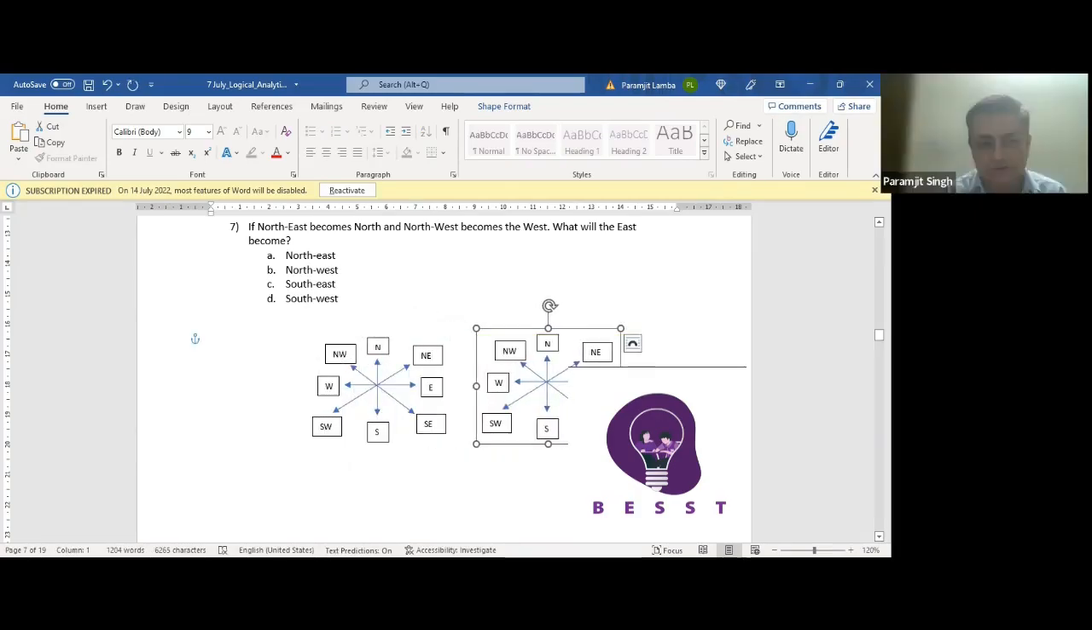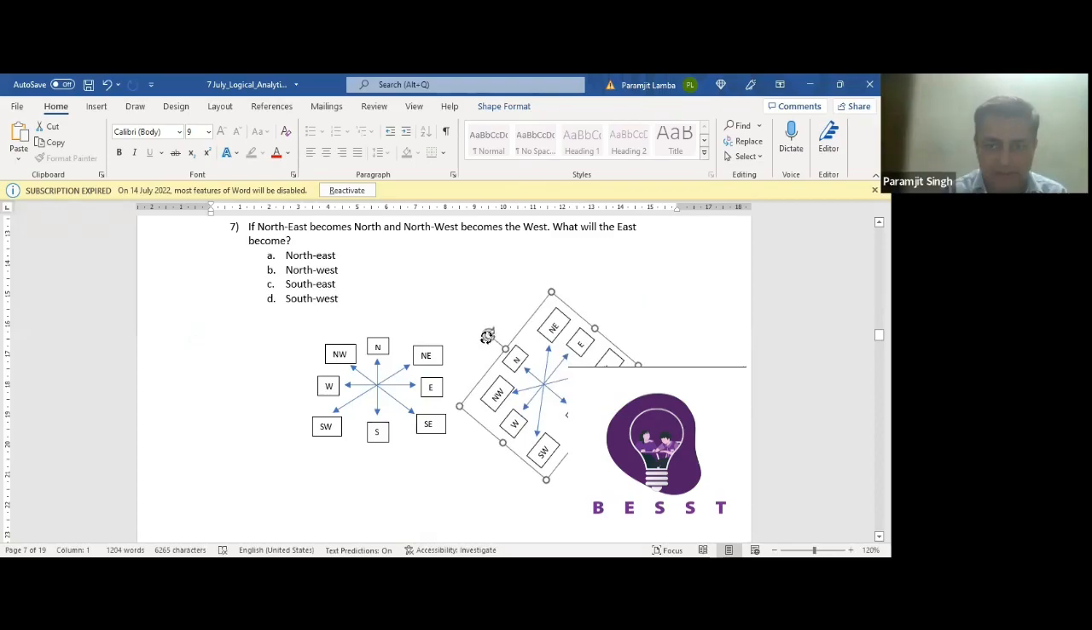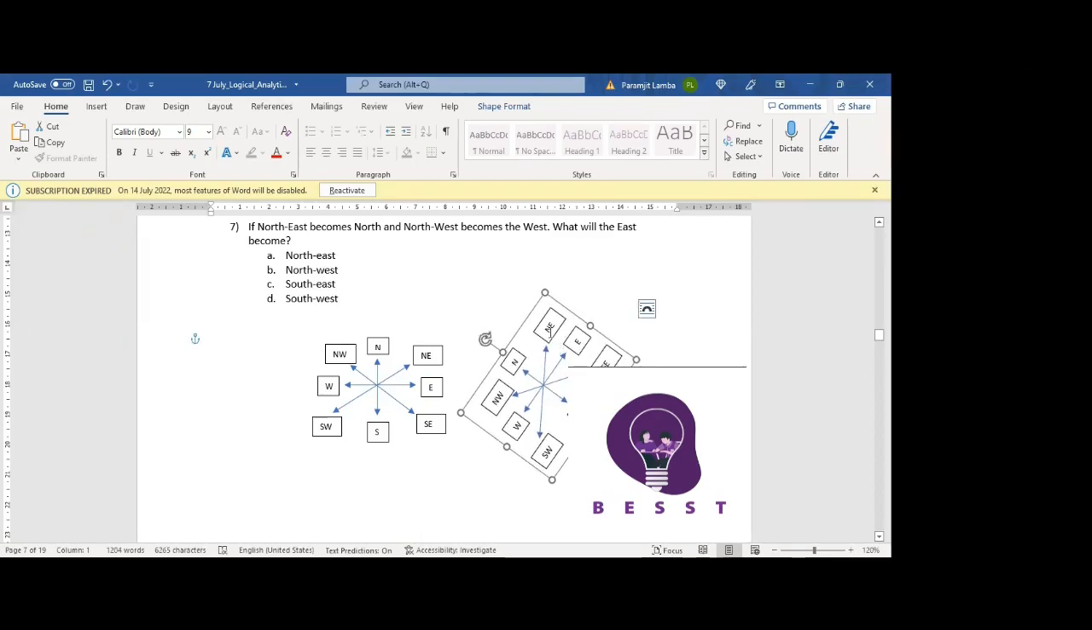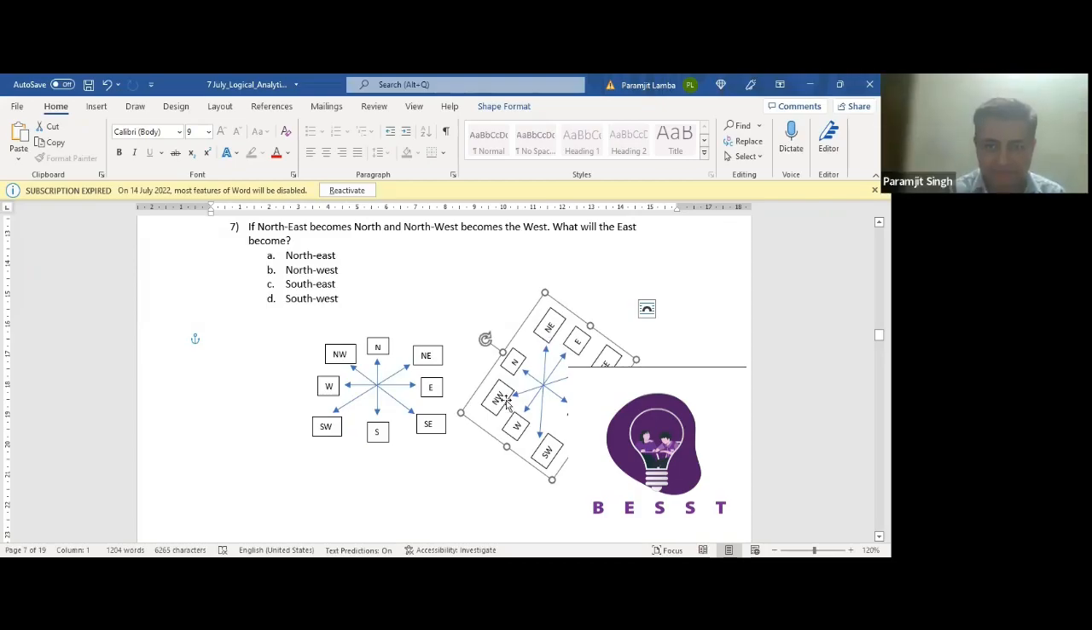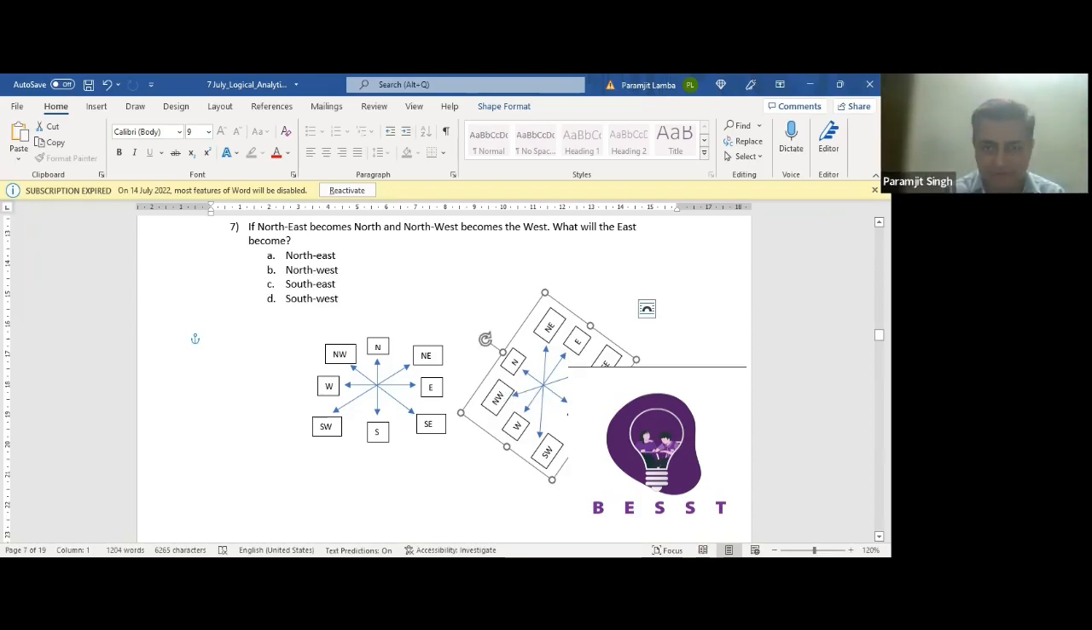Sir, southeast. Why do you say southeast? Sir, if northeast will become north and the northwest will become west, so if we consider northeast as north, the line will fall diagonally. So I have tilted the diagram like this. Now northeast has become north, and northwest has become west. What will east become? The southeast. Correct. Opposite of northwest will become southeast.